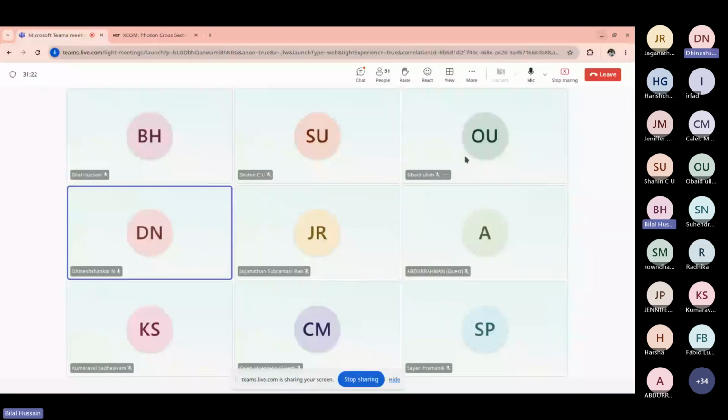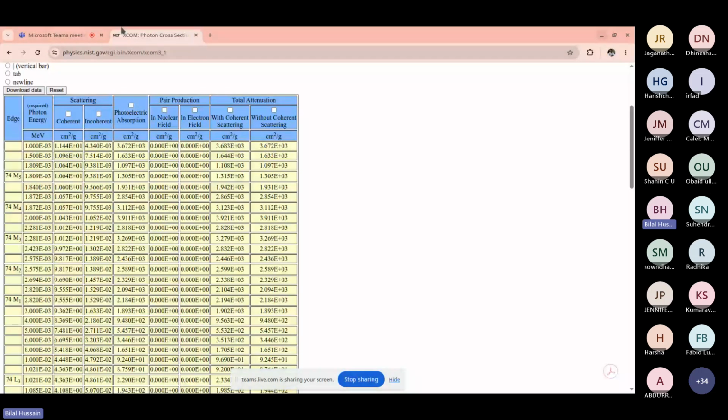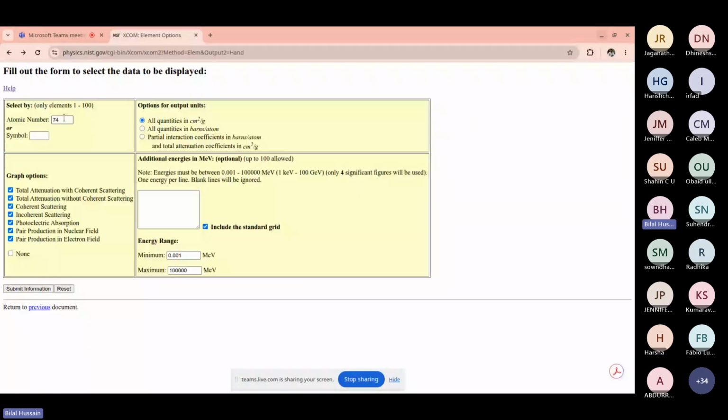I unmuted now. Okay. So this data is actually XCOM data for the particular element. I chose 74 as my atomic number. Now I'm going to submit the data in the web page. It is giving me all the data that is available there.